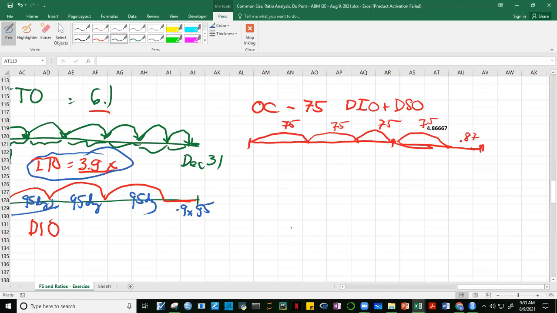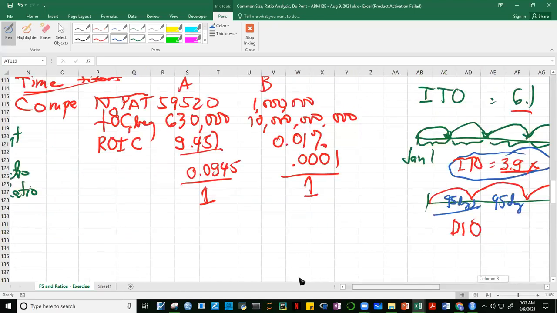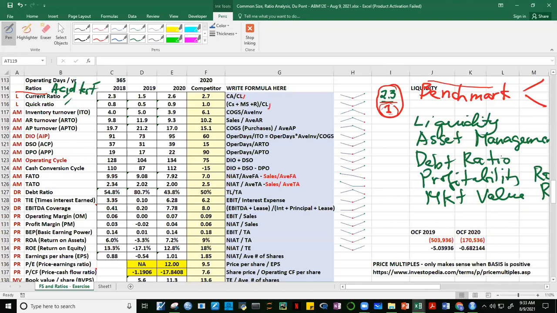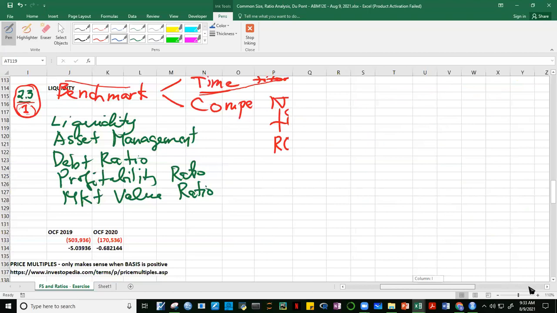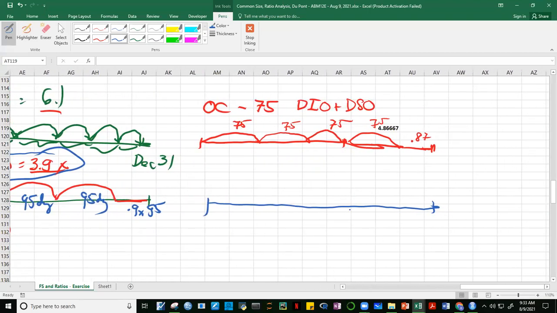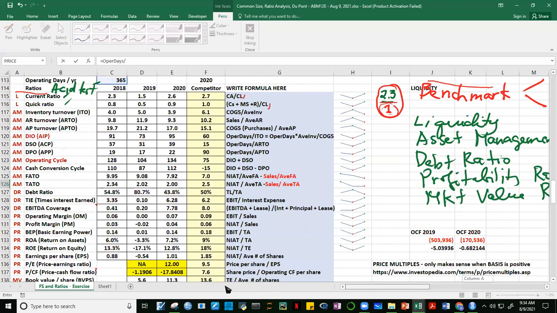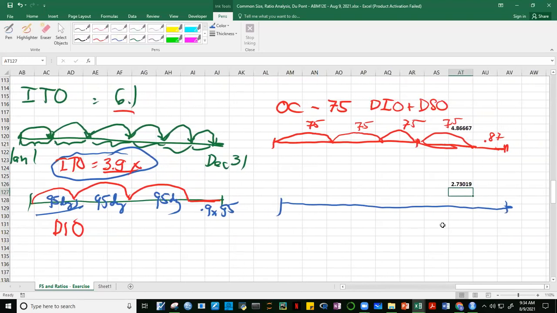On the other hand, our company is only able to do this. This is 1 year. How many times is XYZ able to do that cycle? The operating cycle is 134 days. Let's compute for that first. This is equal to 360 days divided by 134. So that's only 2.73 times.